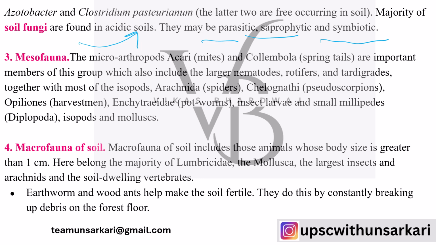Mesofauna, that is microarthropods, or you can say springtails, are important members of this group. There are large nematodes also, and there may be spiders, there may be harvestmen, potworms, insect larvae, millipedes, and so on. Macrofauna, large animals whose body size is greater than 1 centimeter. That means mollusca, the large insects, and arachnids and soil-dwelling vertebrates. Earthworms and wood ants are very good example of that.